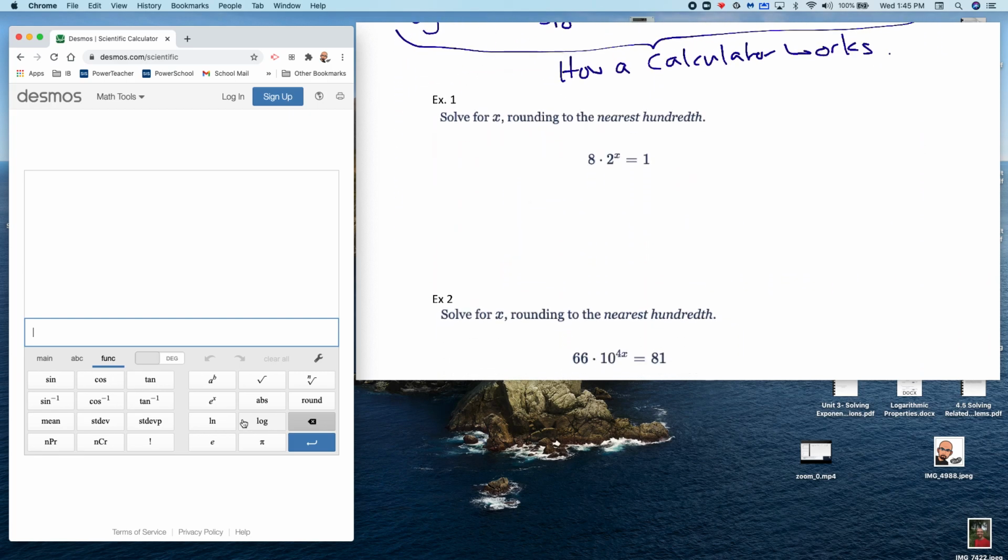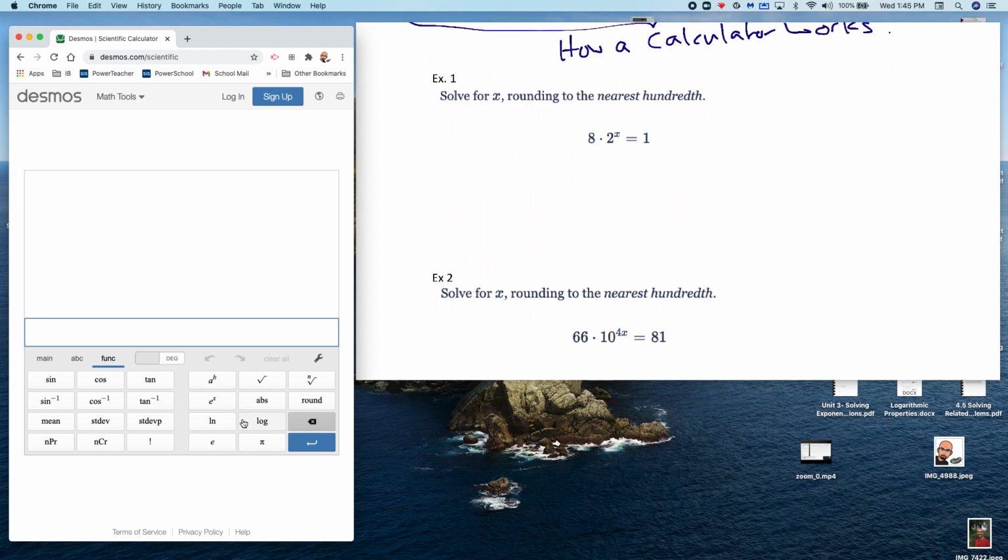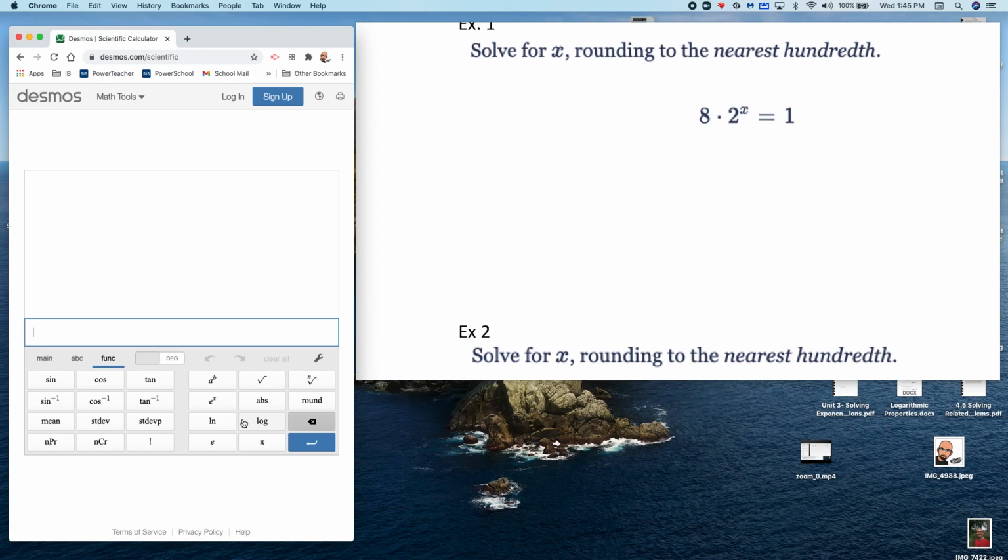So let's take this problem right here. Solve this problem to the nearest hundredth. In algebra, if I wanted to solve this, I have 8 times 2 to the x is equal to 1. If I want to solve this for x, I could divide by 8. Now, just like in algebra, whatever you do to one side, you've got to do to the other side. So if I take the log of the left side, I would need to take the log of the right side.